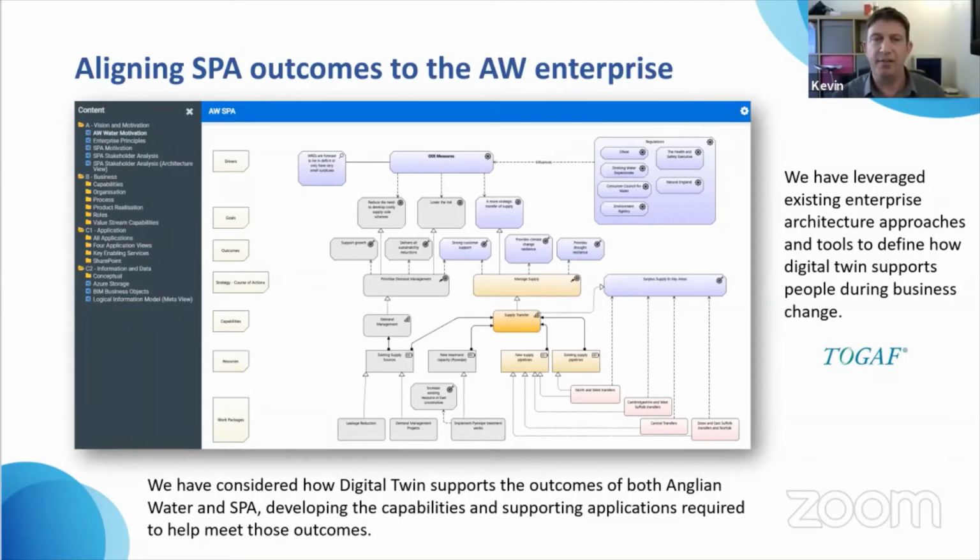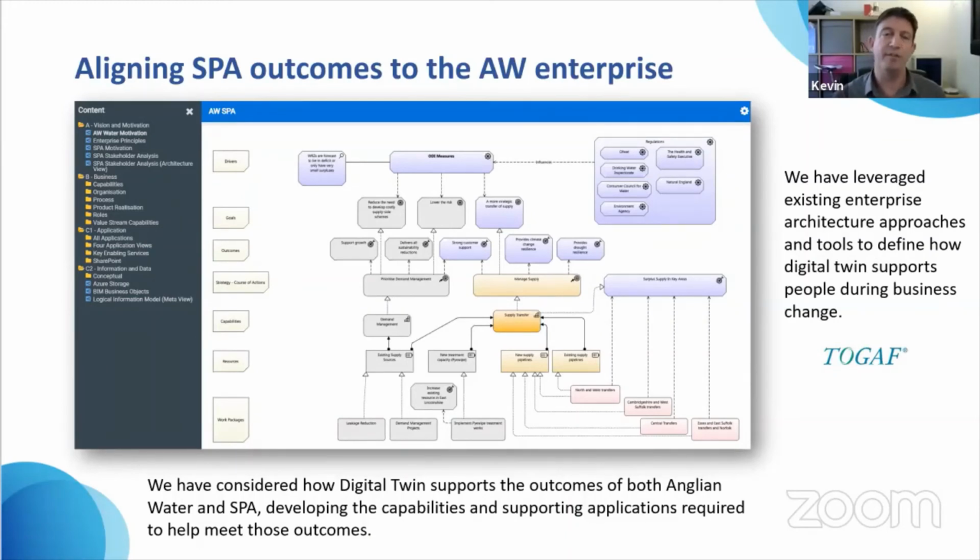So we kind of started there, and then we've almost sort of worked down really, following a globally proven enterprise architecture framework called TOGAF, that we have also then aligned to the SWAN layers, to really start with those business outcomes and the strategic objectives of Anglian Water, and start to understand, well, what are the capabilities that we need to think about developing in SPA that can help support those outcomes for Anglian Water.